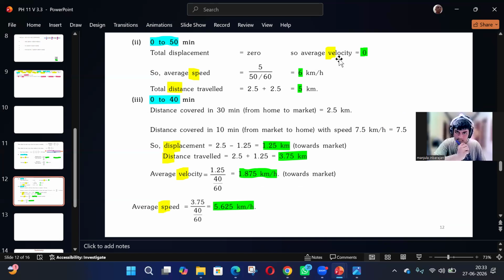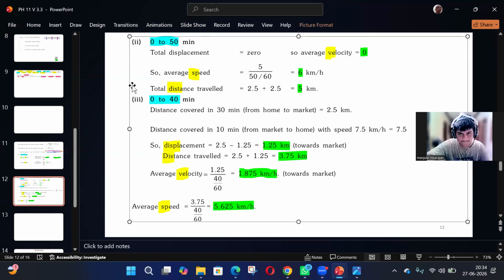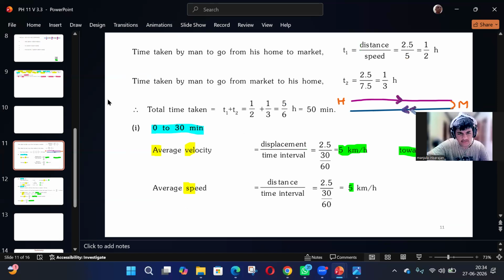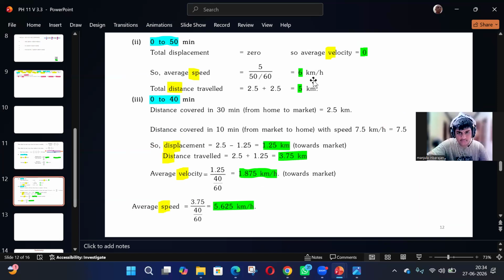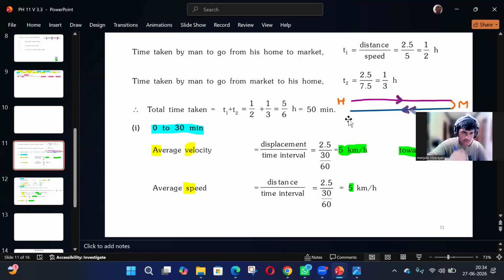So average velocity is 0, but the average speed will be the total distance traveled, which is 2.5 into 2, divided by the time. The answer is 6 kilometers per hour. I got it. So 40 minutes will be somewhere in between, that you have to find out. So you continue that.